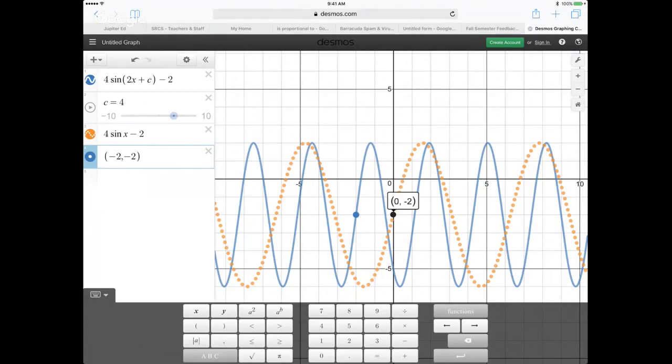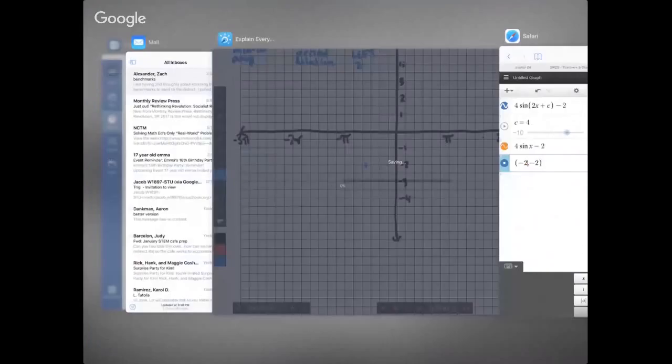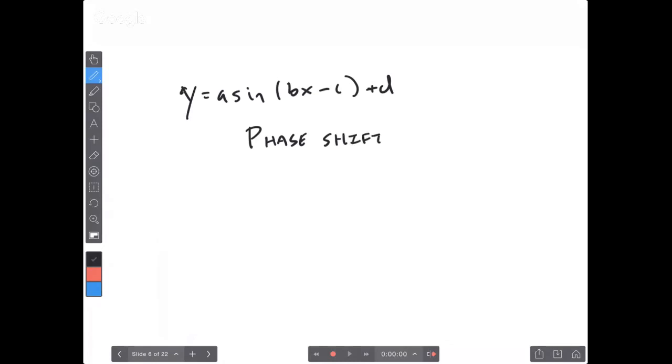As long as you have, Emily, great question. As long as you have y equals a sine of bx plus c plus d, then the phase shift, let's make it minus c, then the phase shift is always C over B.